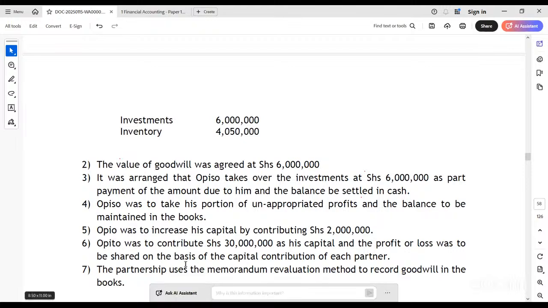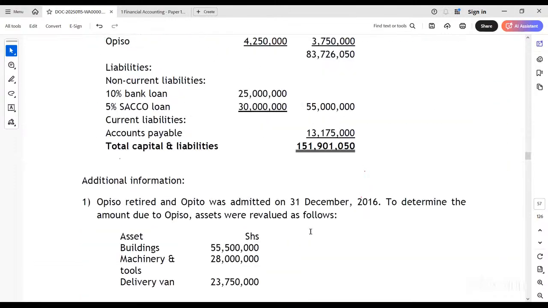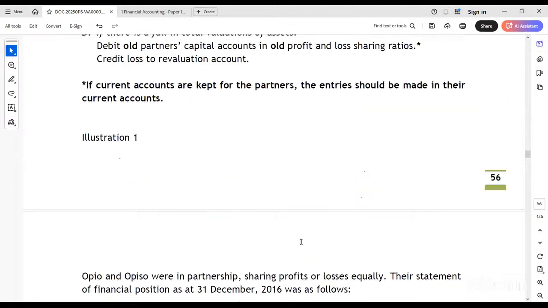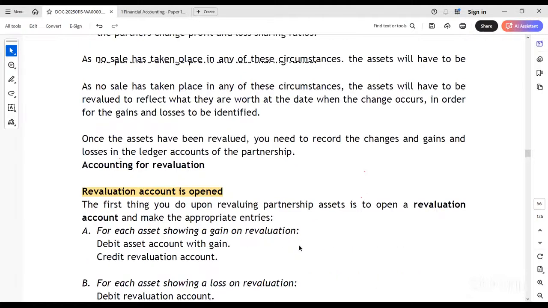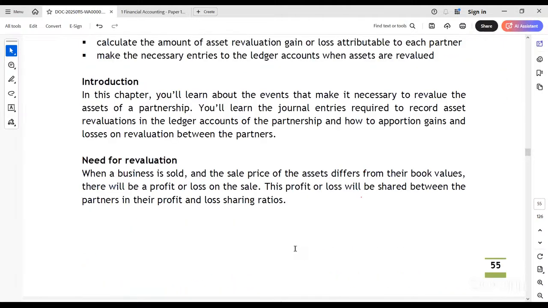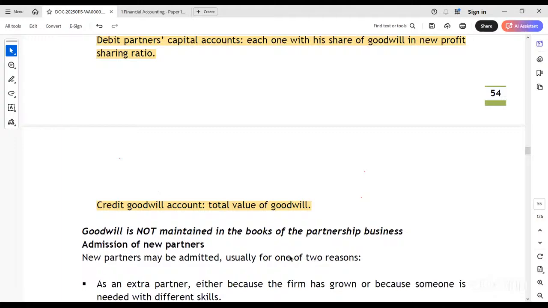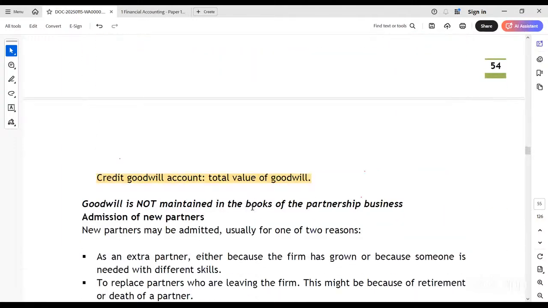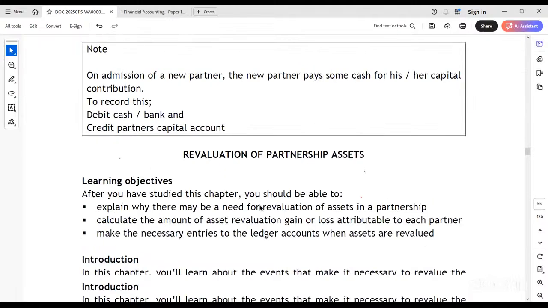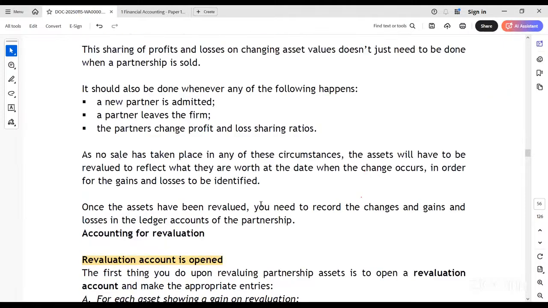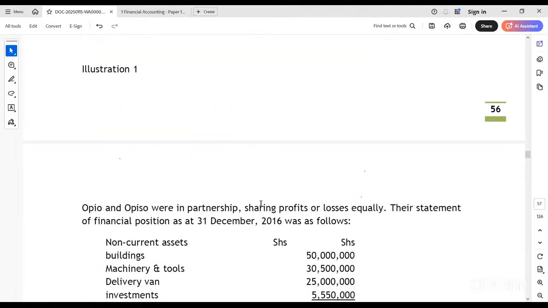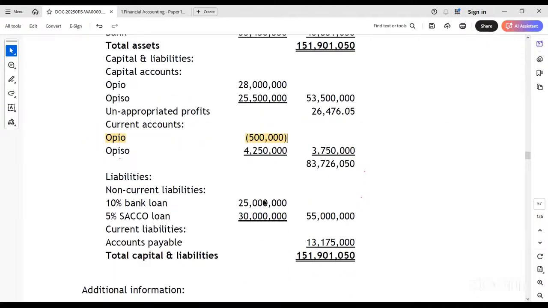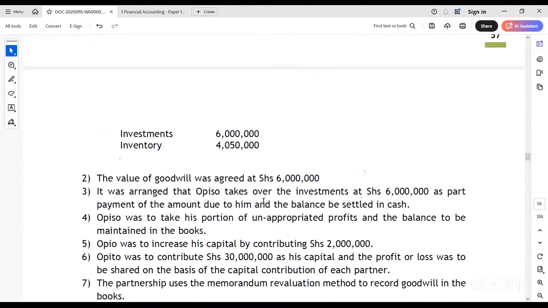The partnership uses the memorandum revaluation method to record goodwill in the books of accounts. We have talked about that method up here. The goodwill account is opened. We share goodwill, but now goodwill will be written off. It's not going to be maintained in the partnership business. So that is the method which we are going to use here. We are going to see how to do that.